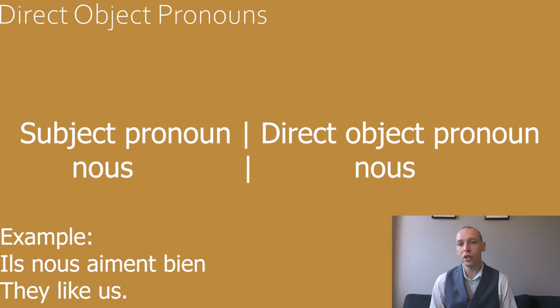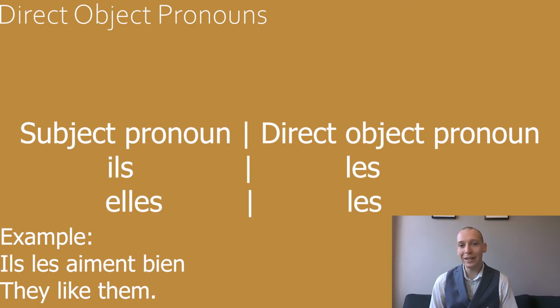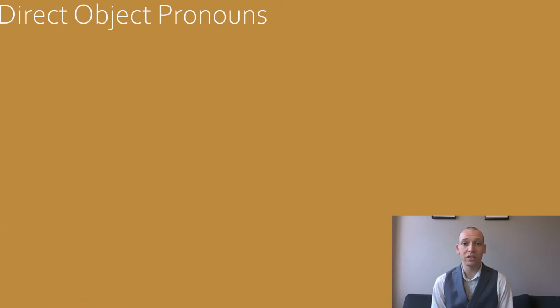For nous, the direct object pronoun is exactly the same. It's nous. For example, ils nous aiment bien, they like us. For vous, the direct object pronoun is vous, also the same as the subject. For example, ils vous aiment bien, they like you. For ils or elles, the direct object pronoun is les. For example, ils les aiment bien, they like them. And that is the list of direct object pronouns in French.